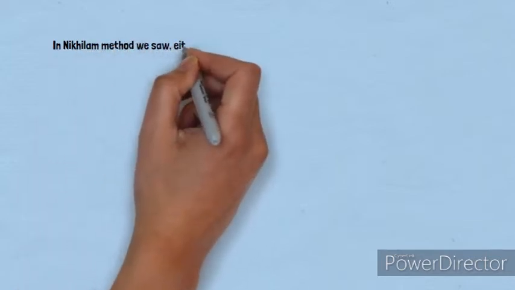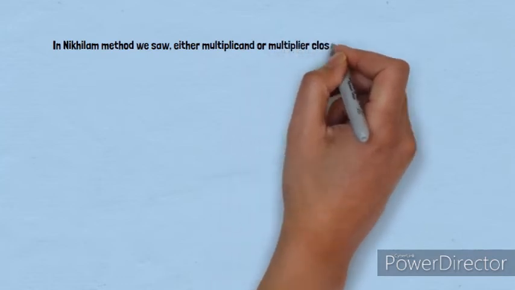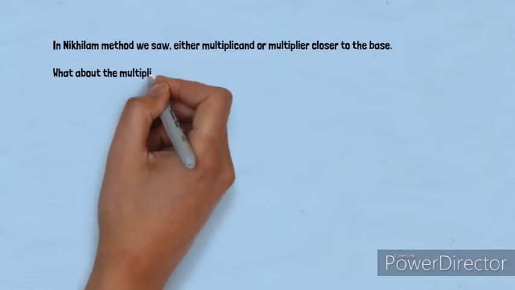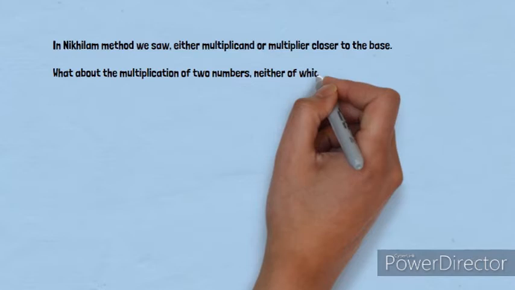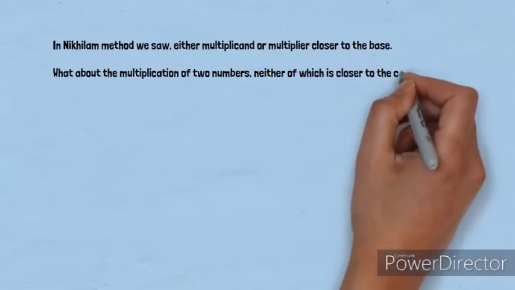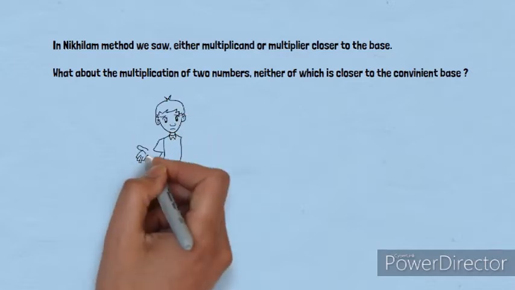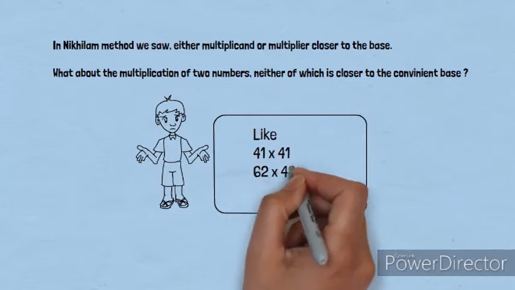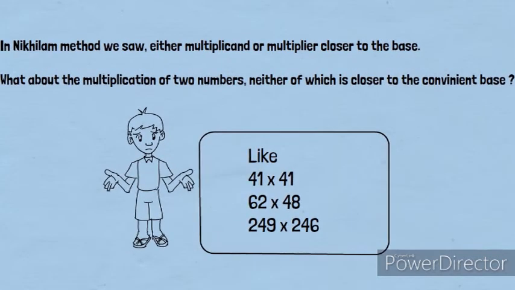In the Nikilam method, we saw either multiplicand or multiplier closer to the base. But what about the multiplication of two numbers, neither of which are closer to the convenient base? For example, 41 times 41, or 62 times 48, or 249 times 246.